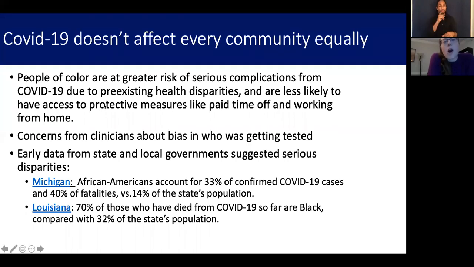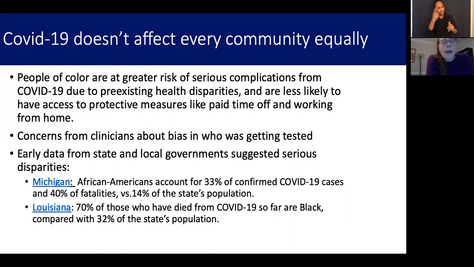So in late March, our office, Senator Warren and our colleague in the House, Representative Ayanna Pressley, started hearing concerns from clinicians about bias in who was getting tested, because the CDC's testing criteria was quite loose, and we were concerned that that was leading to either implicit bias or access issues around who was actually getting tests. So we first wrote to the Department of Health and Human Services back on March 27th, asking them to release race and ethnicity breakdowns of who was getting testing and who was getting treatment for COVID-19.